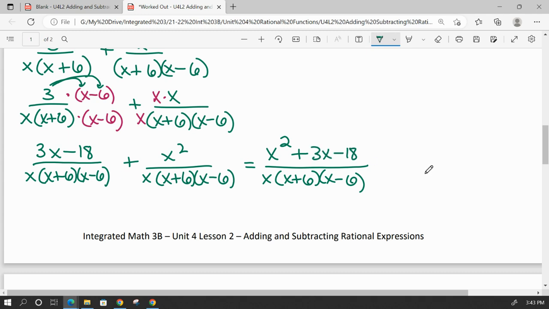And a lot of your problems do not go further than this. A lot of them, the numerator cannot be factored. However, there are a couple problems that you have to keep simplifying a little bit further. If you look at your numerator, hopefully you can see that this can be factored. There are two numbers that multiply together to equal 18 that subtract to equal 3. So this can be factored.